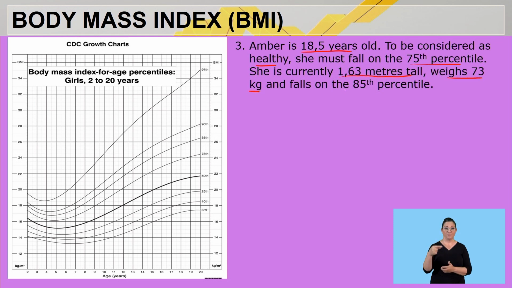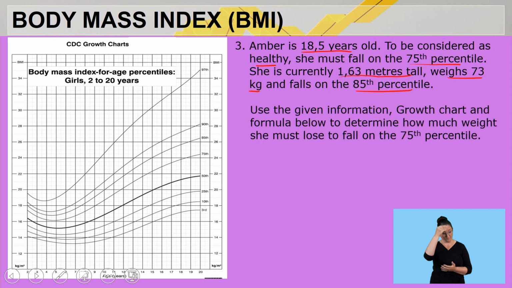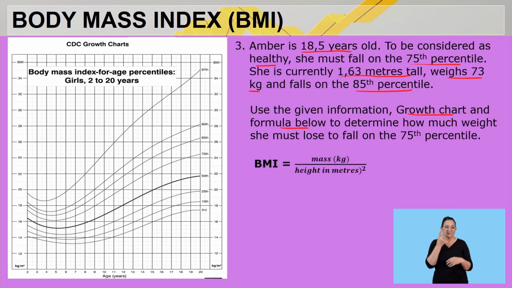And she falls on the 85th percentile. Let's see what we want to know. It says use the information, the given information, meaning this here: the growth chart on our left-hand side and the formula below. Let's look for our formula. There's our formula as well. To determine how much weight she must lose to fall on the 75th percentile.